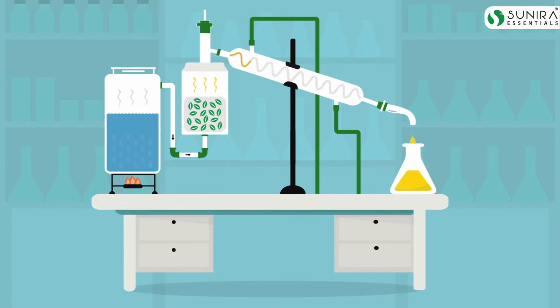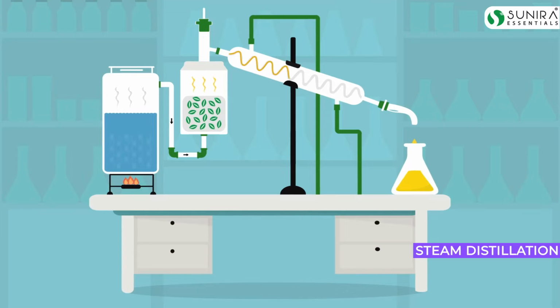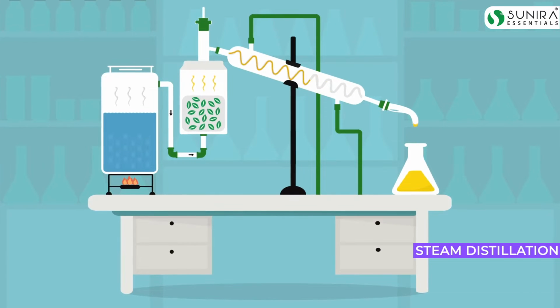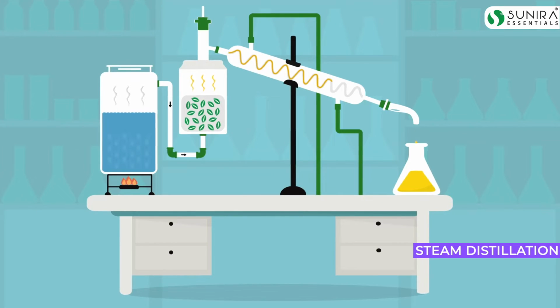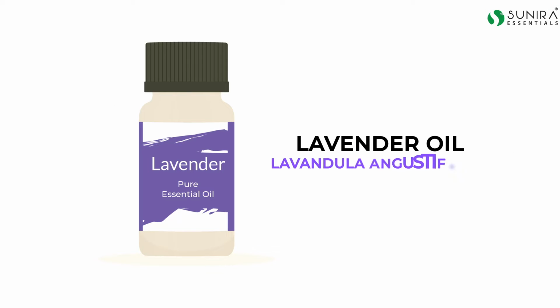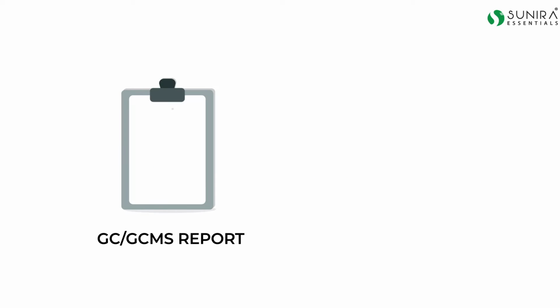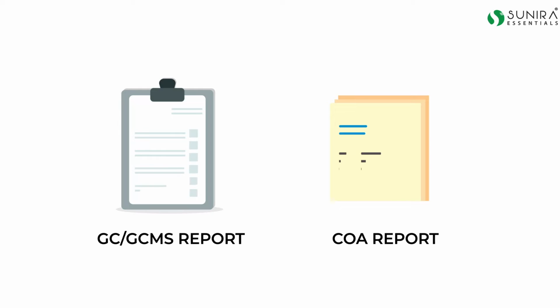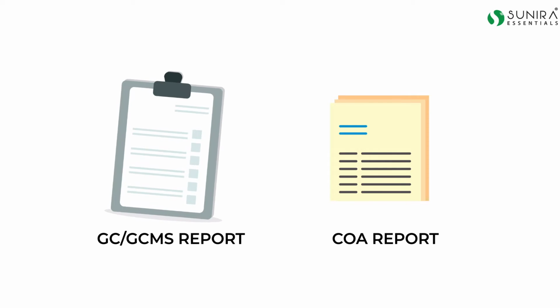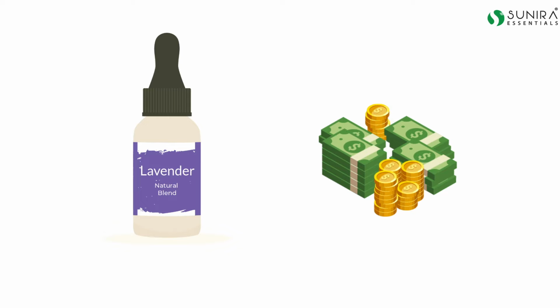Natural lavender oil is extracted from the flowering tops of lavender through the process of steam distillation. This is the purest form of lavender that is naturally accessible. This oil offers all of the therapeutic benefits of lavender. There will always be a reference to the botanical name of the plant that yields this kind of oil on the essential oil bottle. This variety of lavender oil will always be sold with a batch report, gas chromatography report, and a certificate of analysis report. Natural lavender oil is also the most expensive version of lavender oil available on the market.